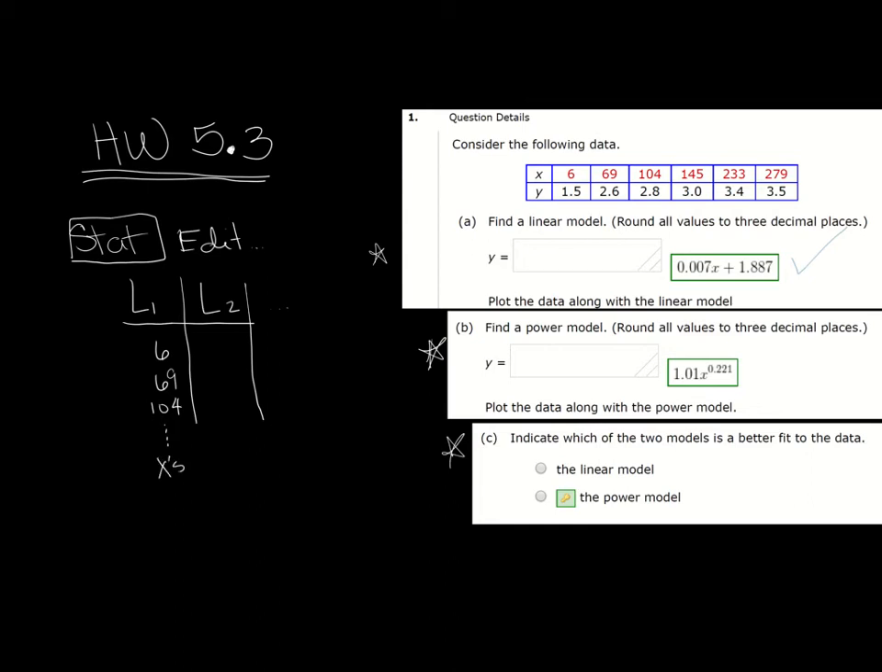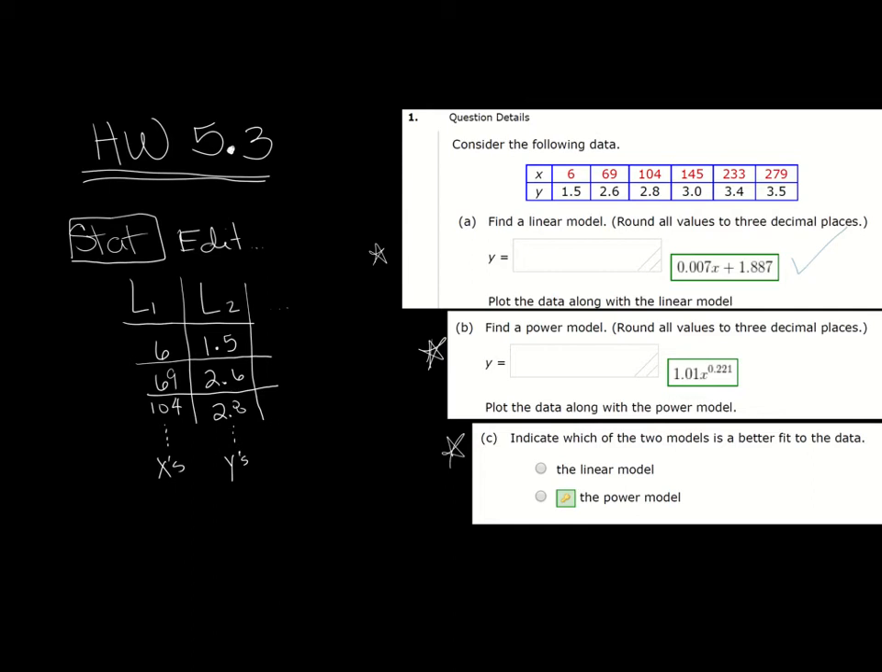Your L2 data should be the corresponding Y values from the table. So 6 has a corresponding Y value of 1.5. 6.9 has a corresponding Y value of 2.6. 10.4 has a corresponding Y value of 2.8. Continue until you have all of your corresponding Ys filled out in your L2 list. Now, once you do that, you're done editing.